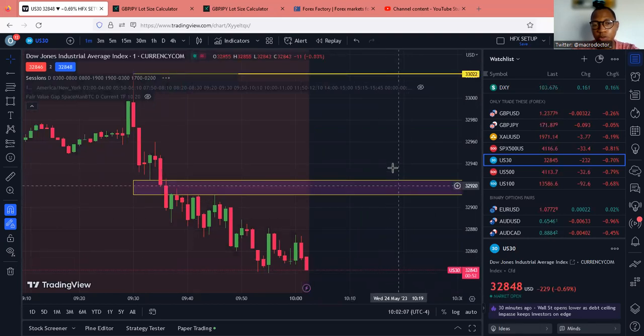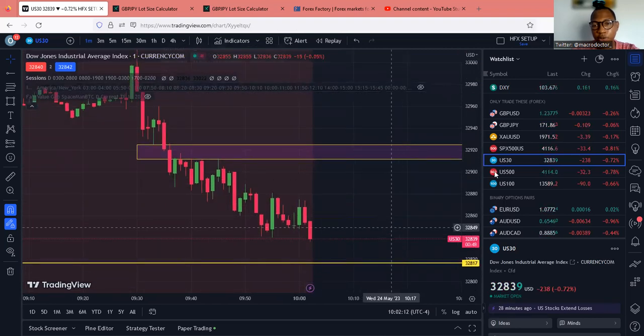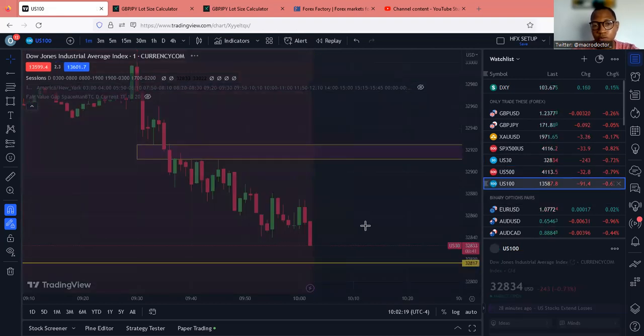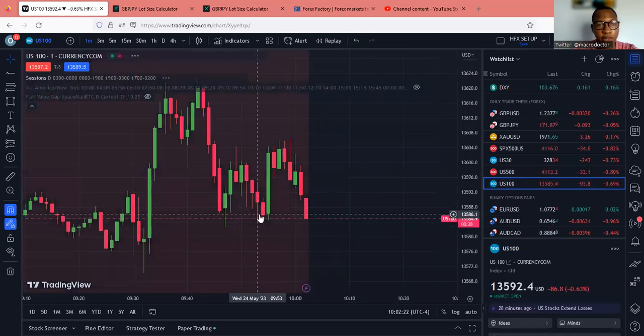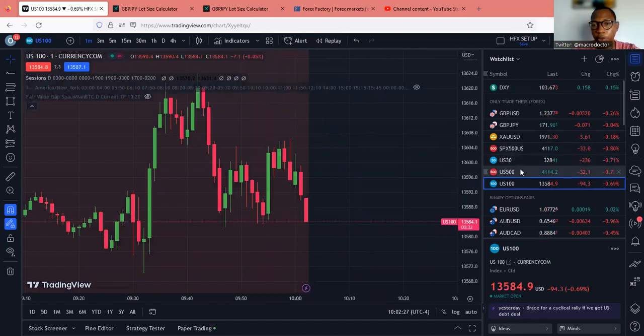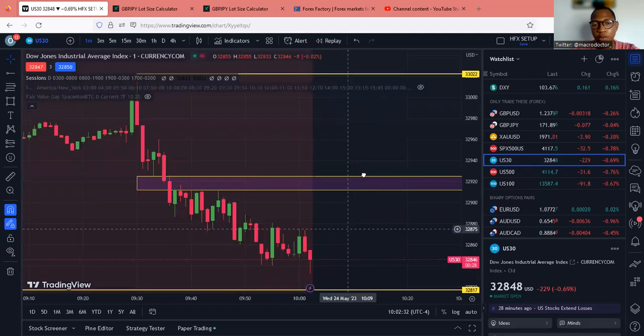Cool. It's moving downwards. Let's go. Take it out. Take it out. Okay, looks like it's moving. Let's see what's going on here. Great. So price looks like it's about to take this one out as well. Okay, okay, okay. This is US 30. Come on.